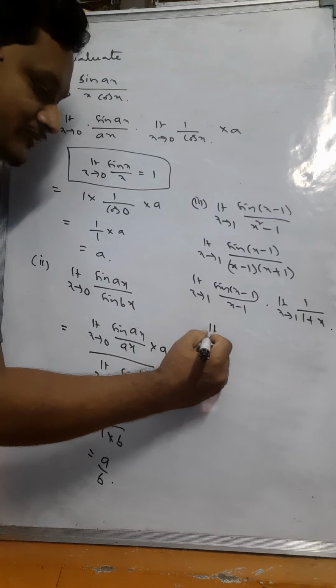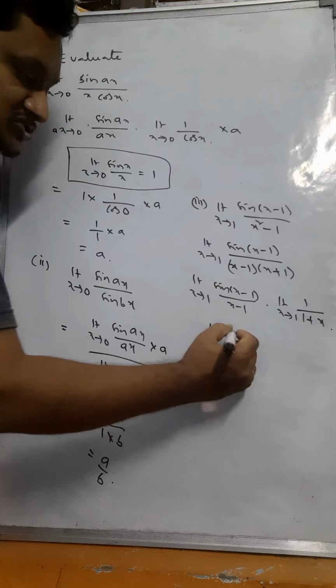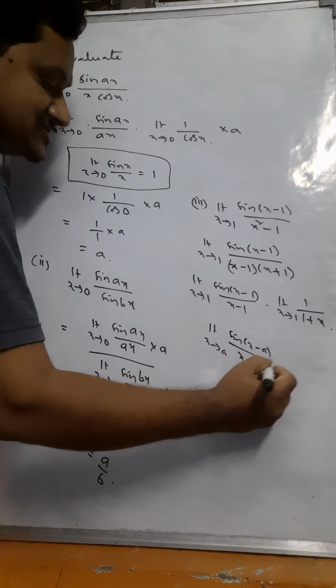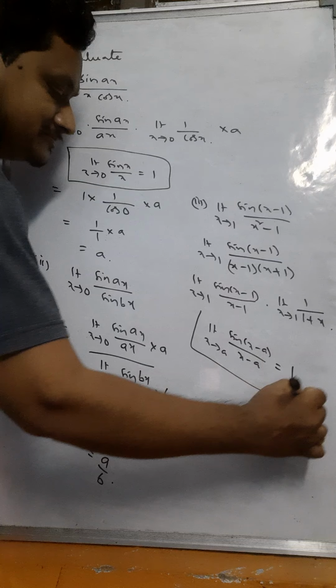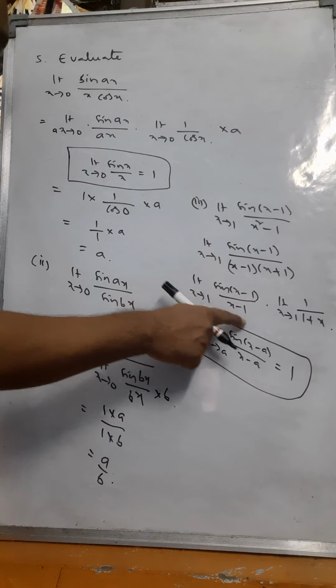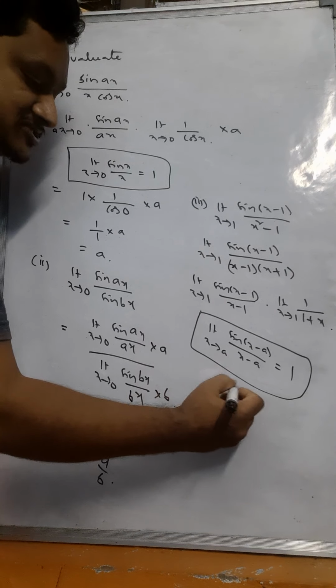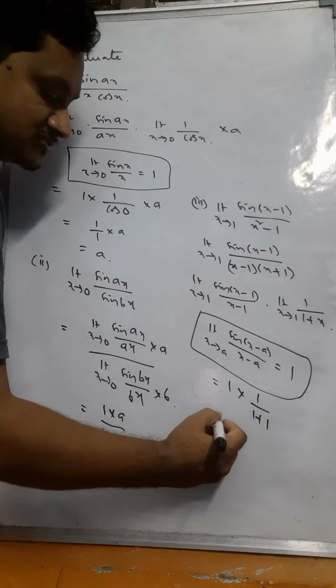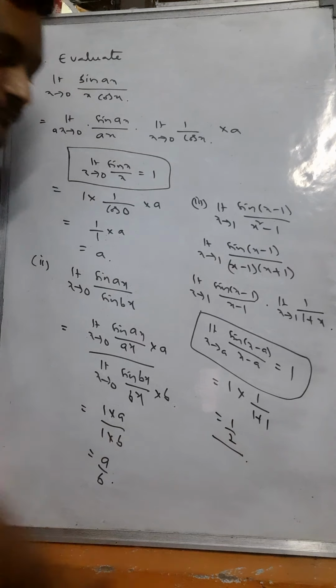We have one of the formulas: limit x tends to a of (sin x minus a) by (x minus a) is equal to 1. So here limit x tends to 1 of (sin x minus 1) by (x minus 1) is equal to 1. So 1 into 1 by (1 plus 1), so that is 1 by 2.